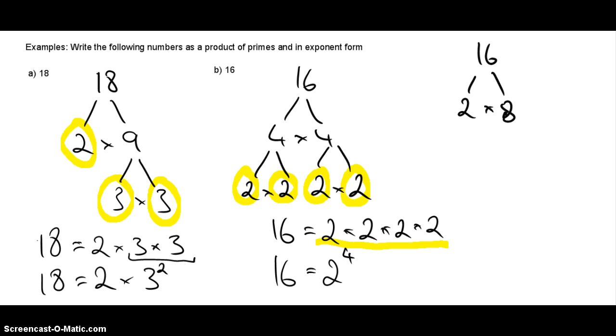Well, 2 is a prime number, so I can circle that. 8 is not prime, so I need to split that up. So if I split my 8 up into 2 times 4, 2 is prime, 4 is not. So I can split my 4 up again into 2 times 2. And then I've got my 2's that are prime circled. Well, I can see again here from my 16, I'm going to get 2 times 2 times 2 times 2. So different method, but I'll get exactly the same solution.